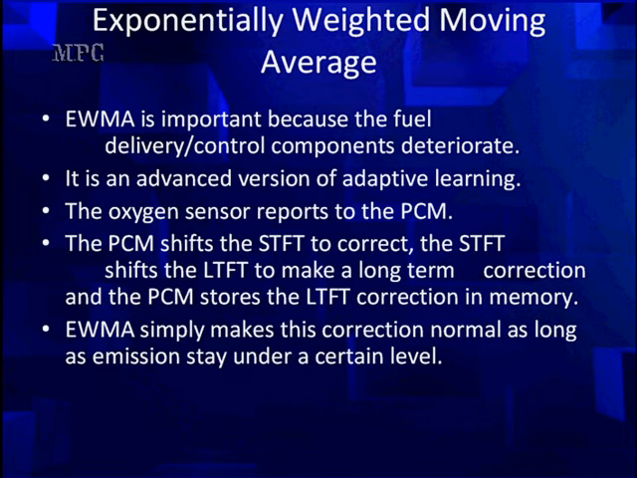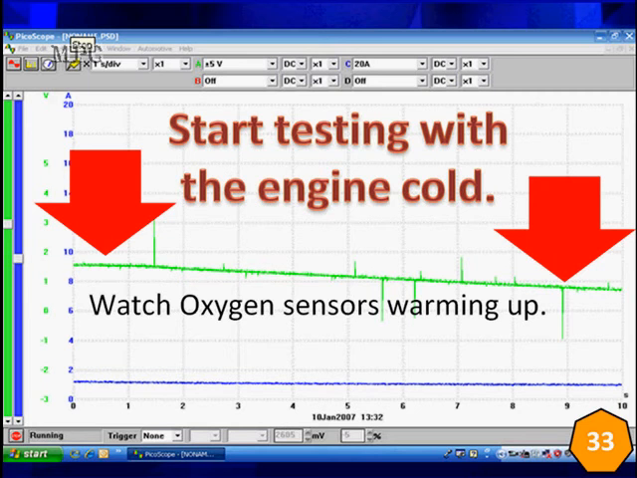It's important because fuel delivery and control components deteriorate over time. It's an advanced version of the adaptive learning. The oxygen sensor reports to the PCM, which shifts long-term and short-term trim to correct for long-term corrections. Then it stores it in memory. Exponentially weighted moving averages simply take this correction a step further, at a slightly different level, and utilize more of the information from the post-catalyst O2 sensor. So we're going to start testing our O2 sensors.